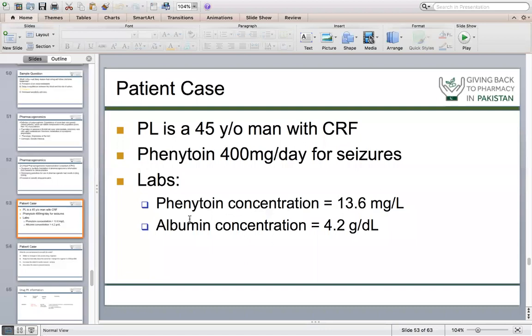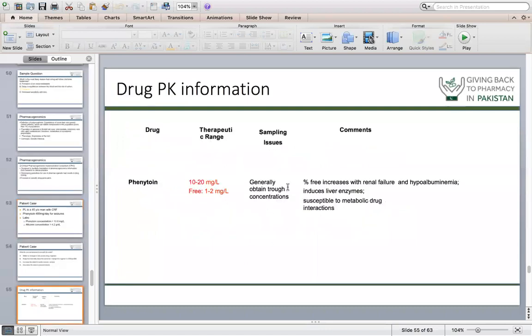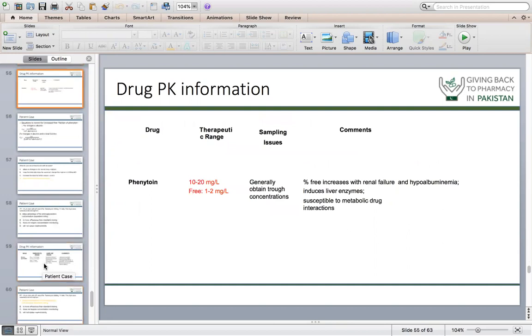It's 13.6. It's pretty much in the range, right? What is given is the therapeutic range. But there is also some comments. Percentage free increases with renal failure and hypoalbuminemia. So if a patient has less albumin in the plasma and also renal failure, free drug increases. So the therapeutic plasma concentration of that drug will increase. So we will try to solve it again.